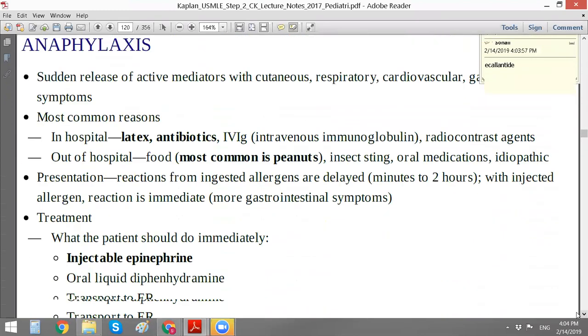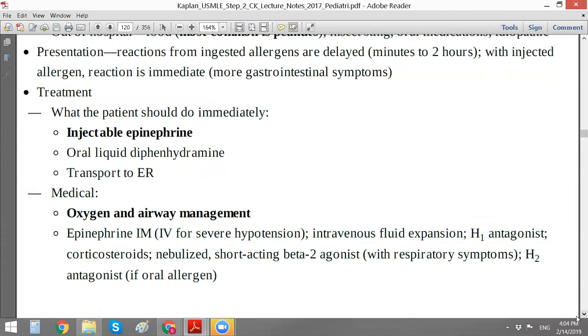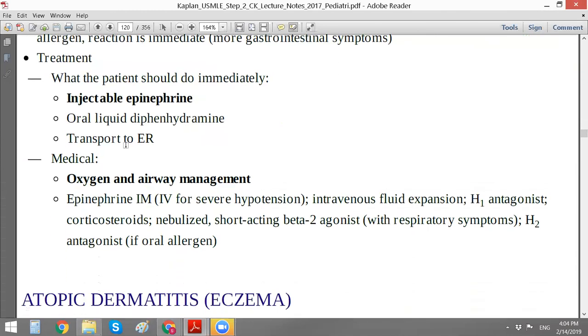And we have anaphylaxis: out of hospital it is food, in hospital it is latex, antibiotics, and IVIG, and these can occur within 2 minutes to 2 hours. Treatment is injectable epinephrine IM, oral liquid diphenhydramine, transfer to the ER, and airway management, plus a short-acting beta 2 agonist and an H2 antagonist.